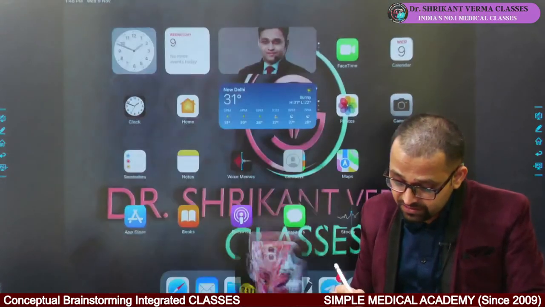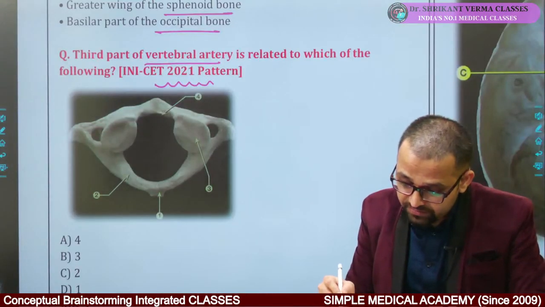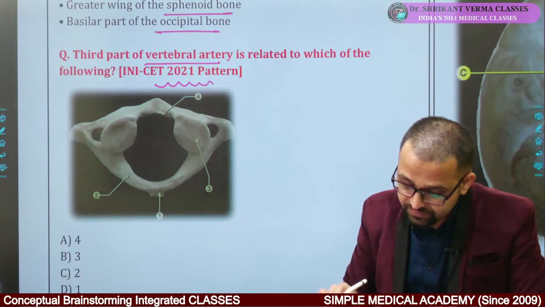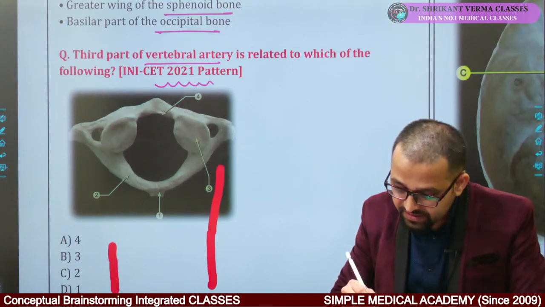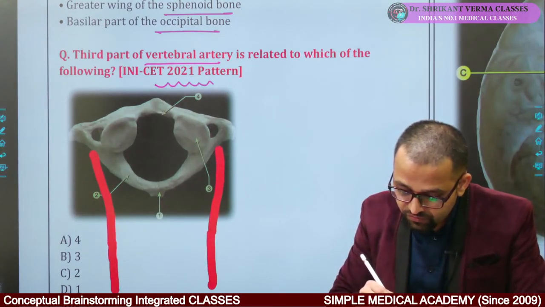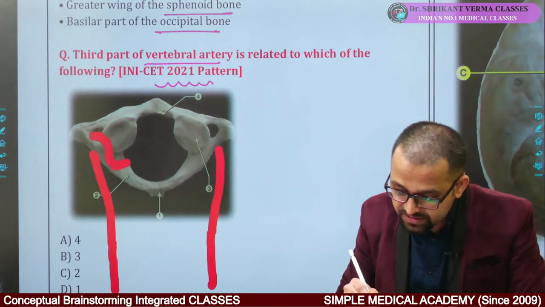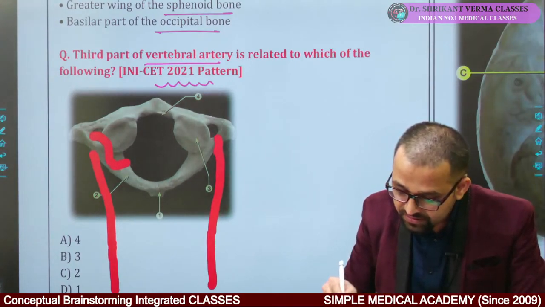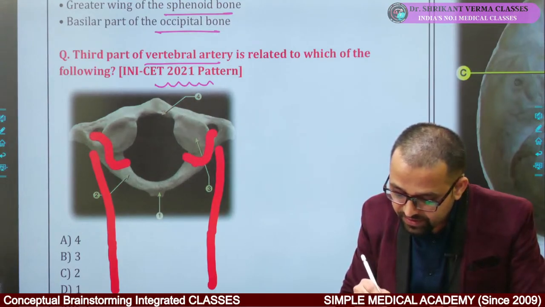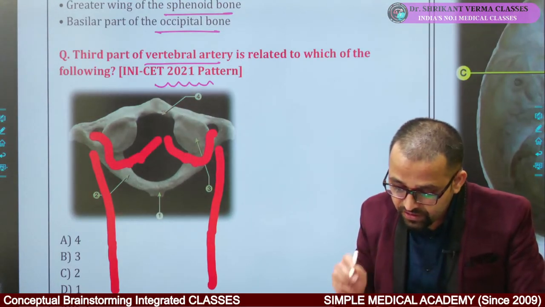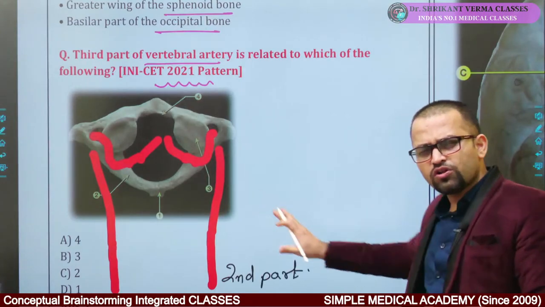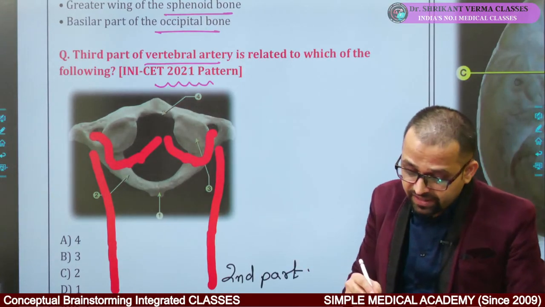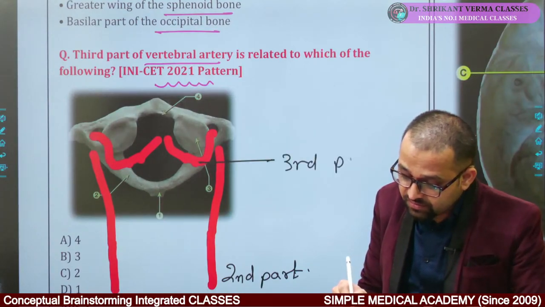Fine, so again try to catch this point: the vertebral artery is coming, and then it is passing through the foramen transversarium, then it is coming out and then it will enter inside in this way. So remember, this is our second part. In our detailed classes we had seen the whole course, but this is the quick revision: second part, and here is our third part.